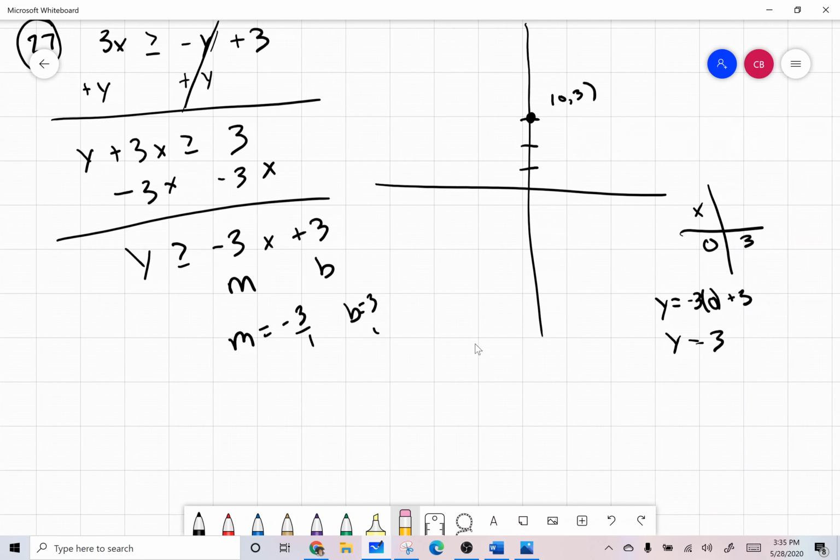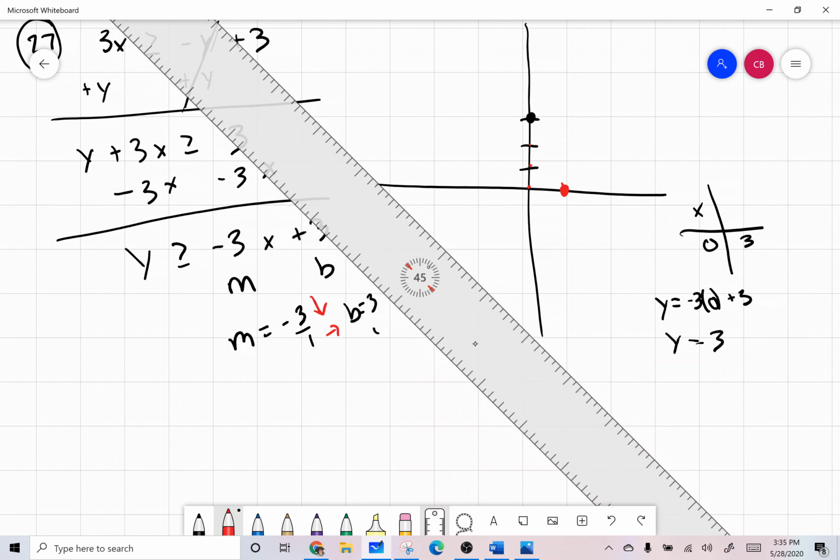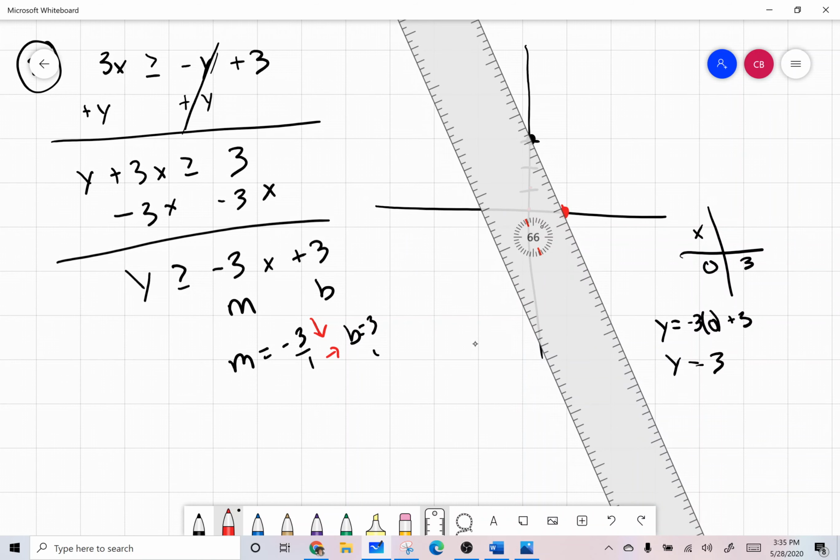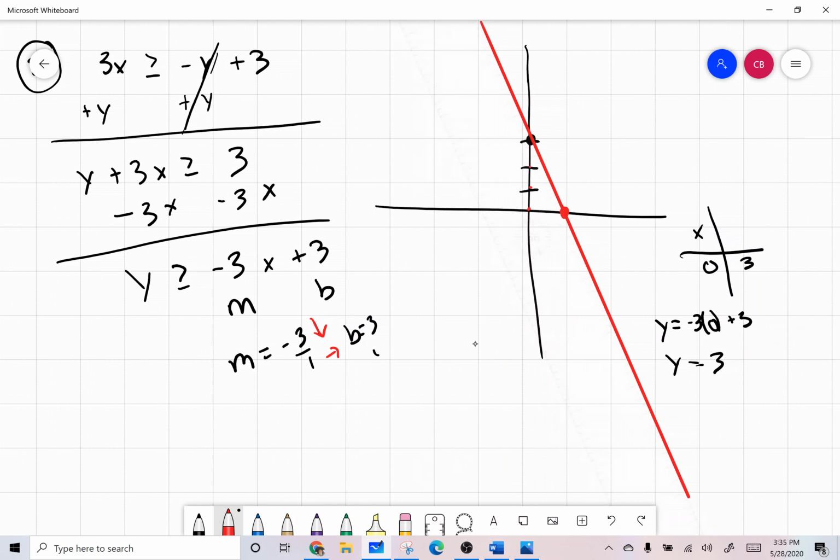The next thing I'm going to do is use my slope, which is negative 3 over 1. That means I'm going to go down 3. Let me write this in red. Down 3, to the right 1. So I go down 1, 2, 3, and then right 1, and put a point. From here I'm going to draw the line. This is a solid line because I have greater than or equal to.